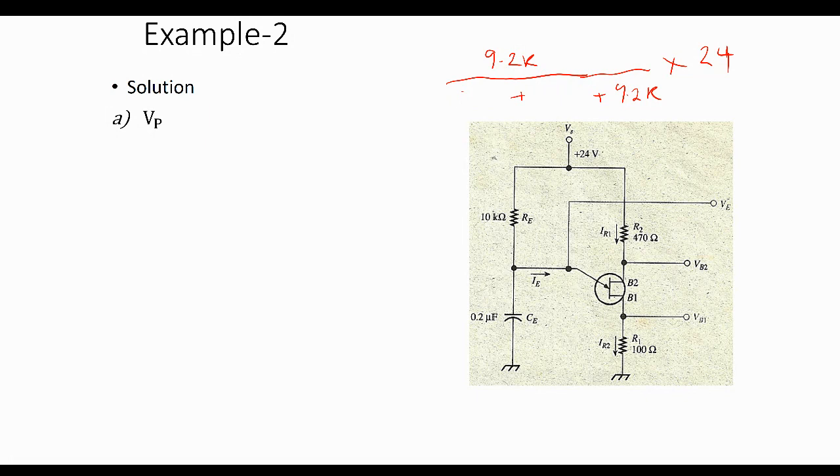It's 20. The first value is right, sir. I was mixing up those values also. 470 plus 100. 100. Right. So please don't make that error. That's a very serious error. Right.